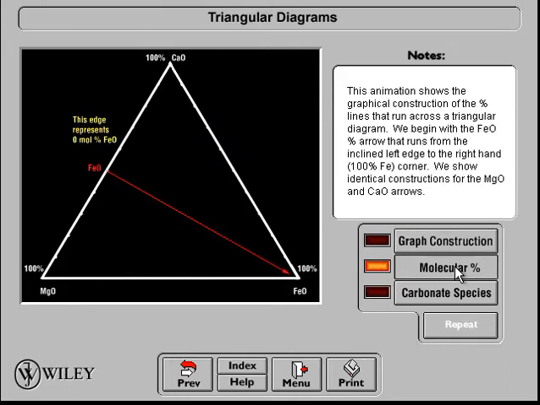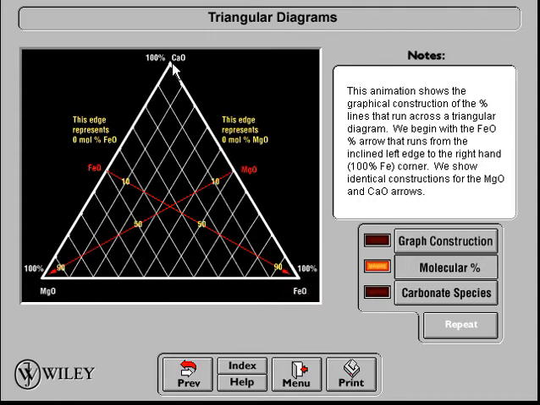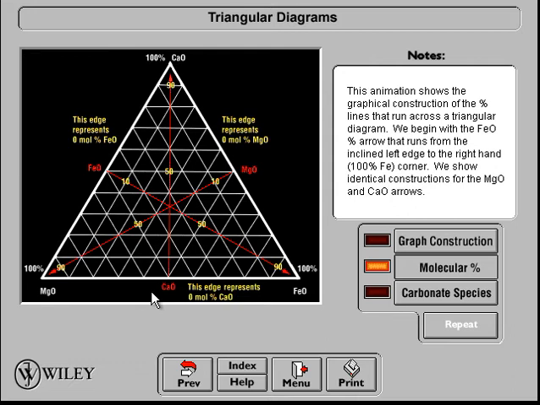So here we have now 3 oxides inside. We have here 100% magnesium oxide. Here we have 100% iron oxide. Here we have 100% calcium oxide, yeah? So, and here we have the same situation as I told you right now. Here we have 100% of magnesium oxide. Here at this edge we have 0 mole% magnesium oxide.